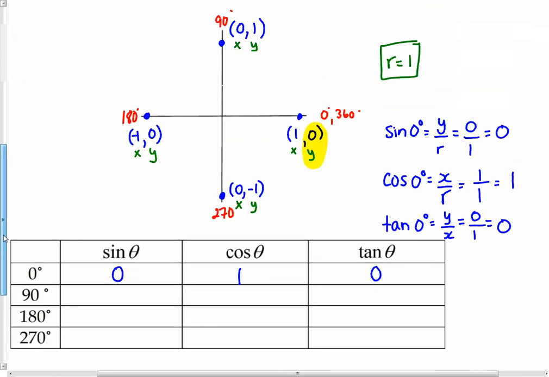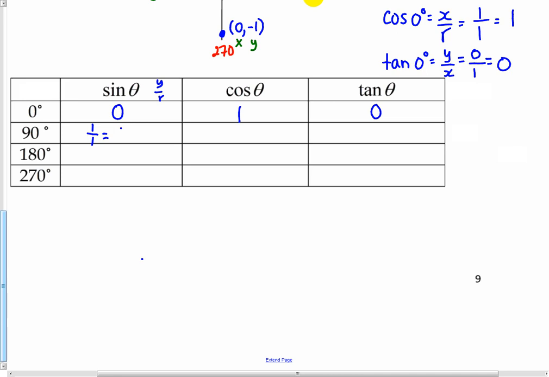Okay, let's try 90 degrees. So sine is, remember, sine is y over r. So when we do 90 degrees, y is 1 divided by our radius of 1 gives you 1. Cos of 90 degrees is going to be, now your cos is x, which is 0 over 1, which is 0.